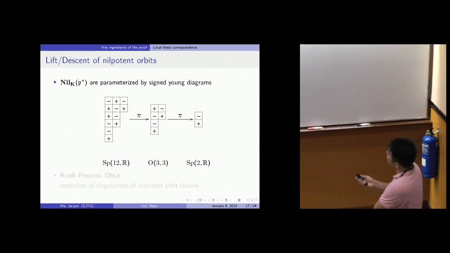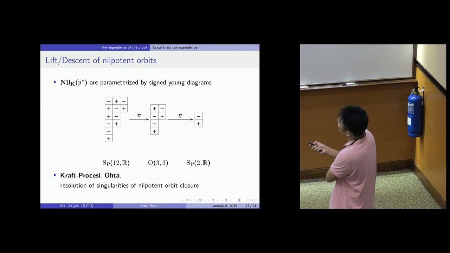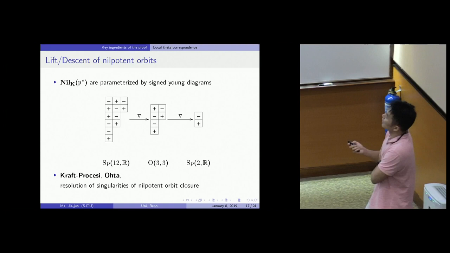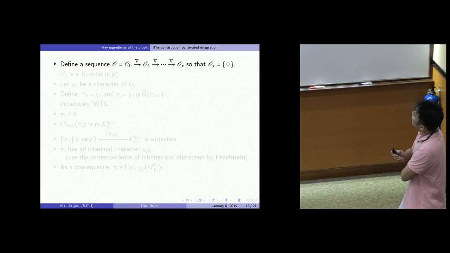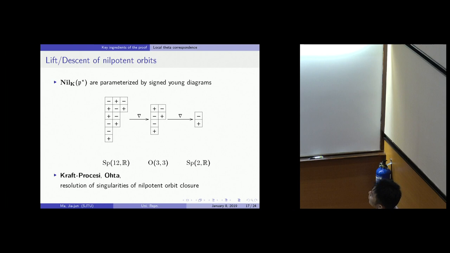And then you take a, okay, so this picture is not very new. Actually, you will see this from Kraft-Procesi's resolution of singularity for unipotent orbit closure. And also, Ohta did this thing exactly for the K-orbits in P star case. So we will make a definition of descent of unipotent orbits. It's basically just deleting columns. So this will be called descent.